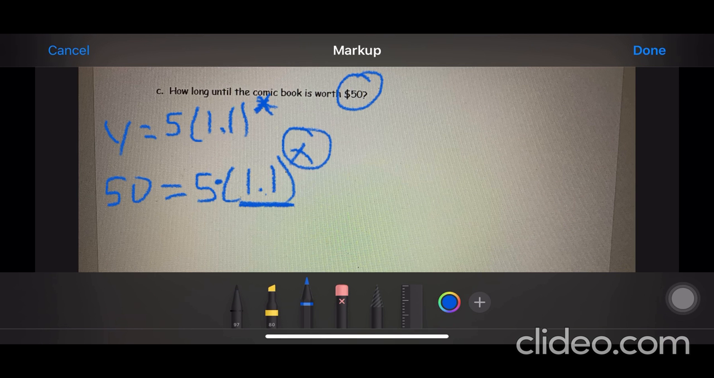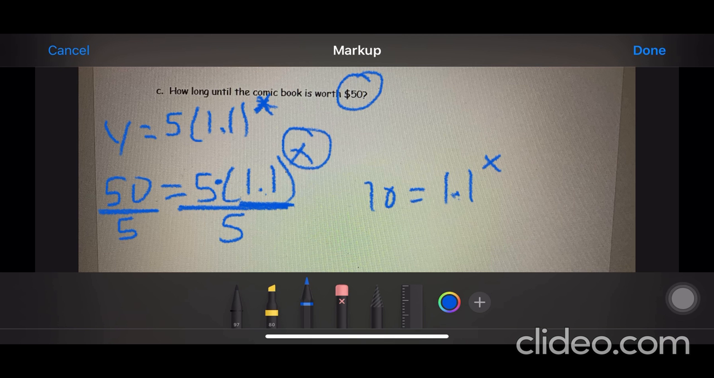The operation here is multiplication, so the inverse is division. 5 divided by 5 simplifies to 1, but to maintain equality, we need to do it on both sides. 50 divided by 5 gives us 10, and that equals 1.1 to the x power.